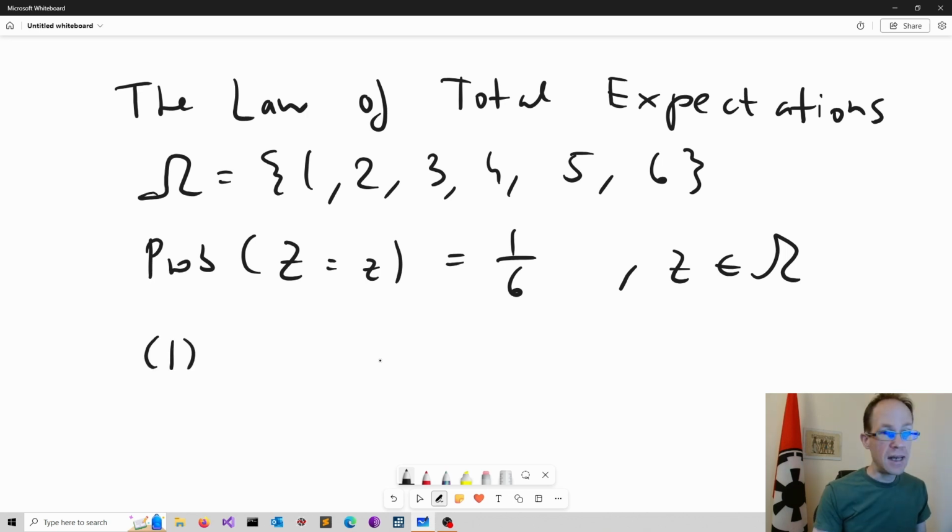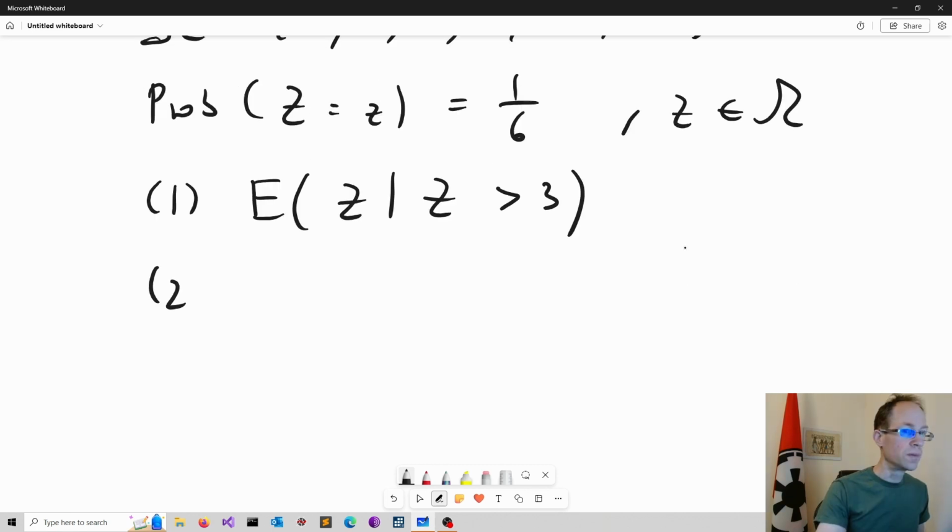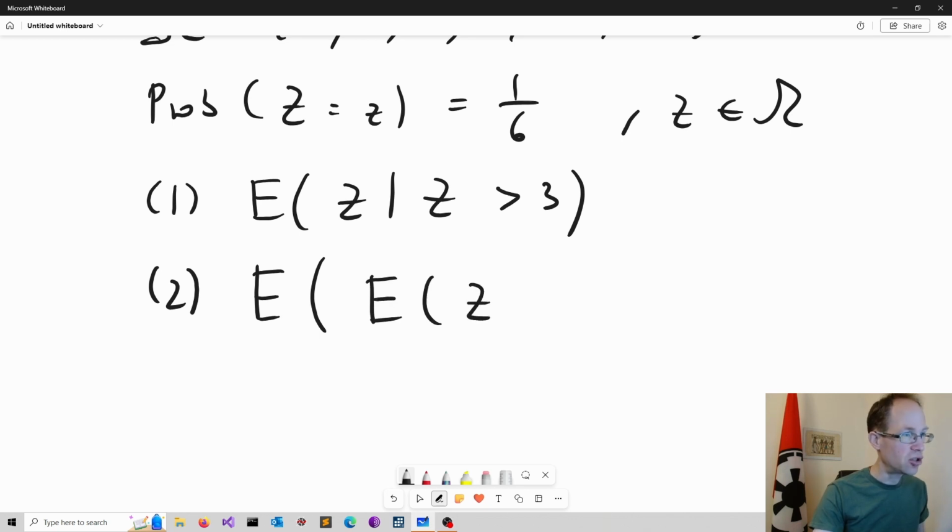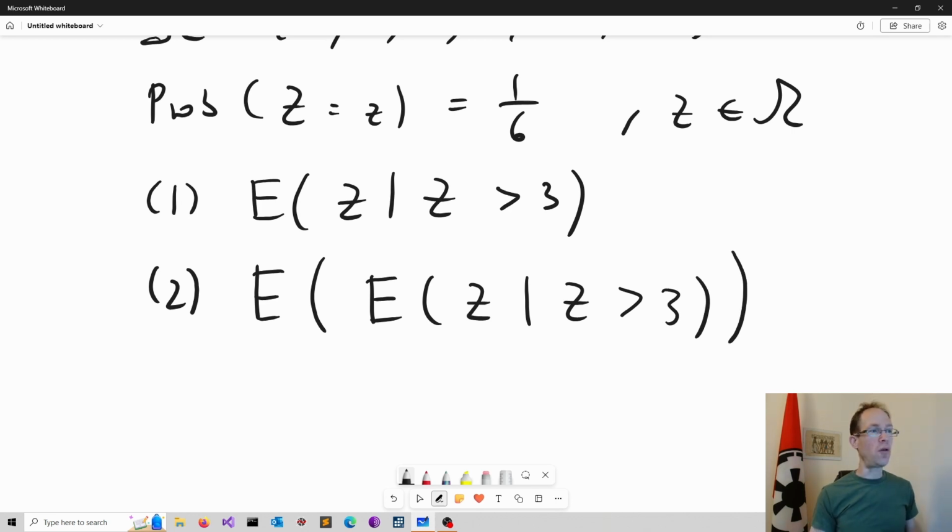Number 1, calculate the conditional expected value of Z given that Z is larger than 3. Number 2, determine the expected value of the expected conditional value of Z given that Z is larger than 3. So that is an expected value of a conditional expected value. Have fun, just pause the video, give it a try, and then continue watching the solution.